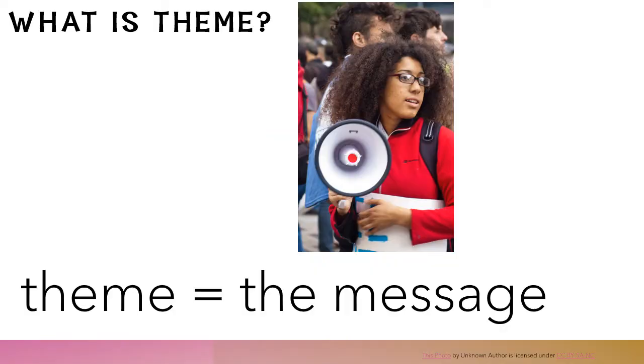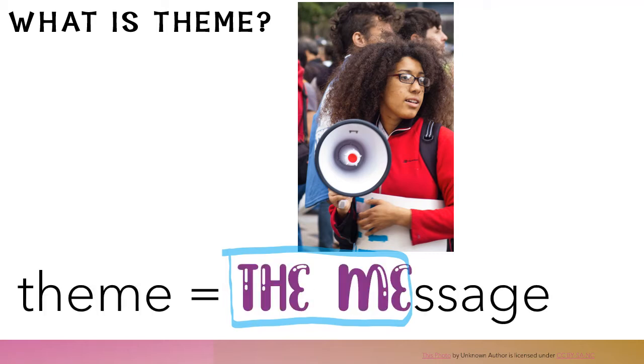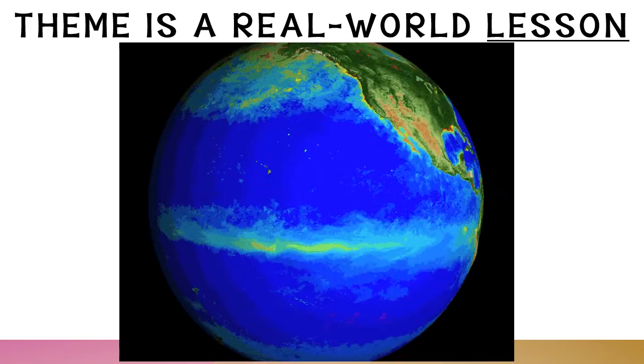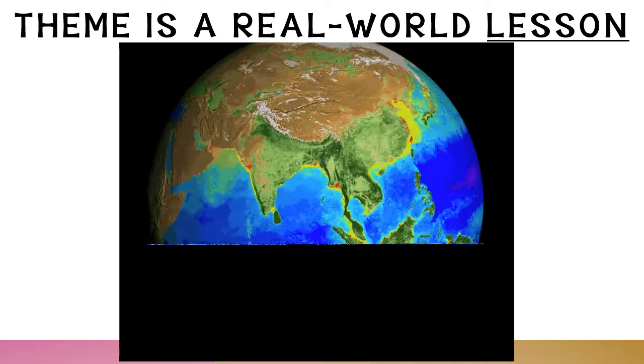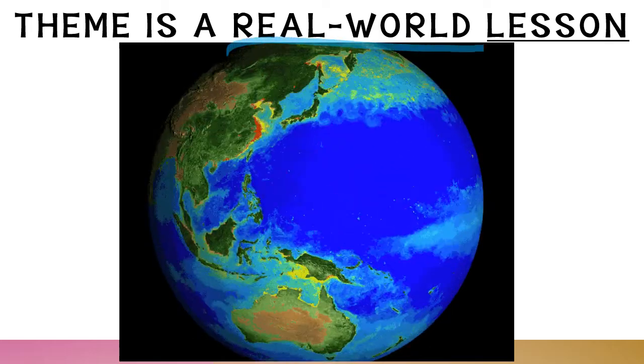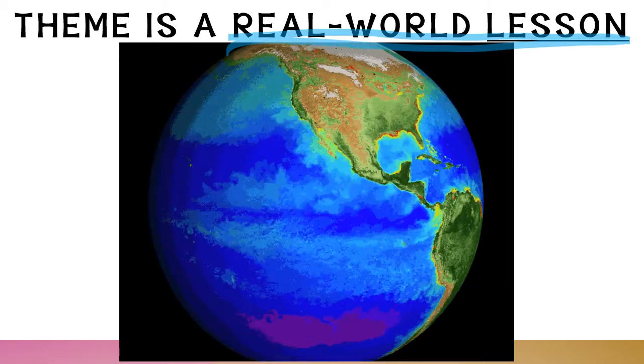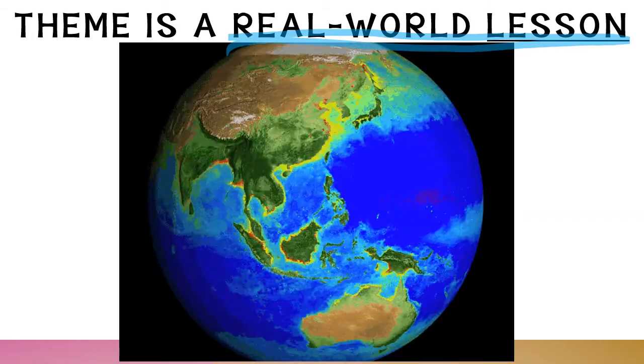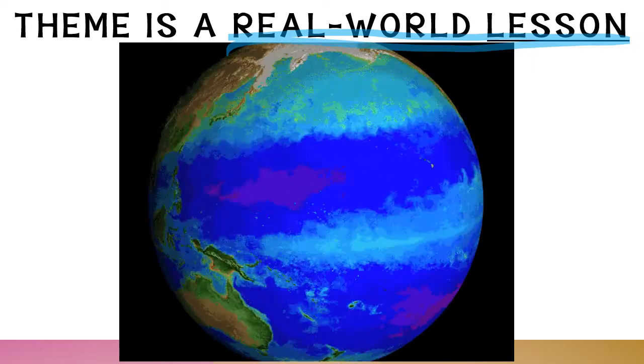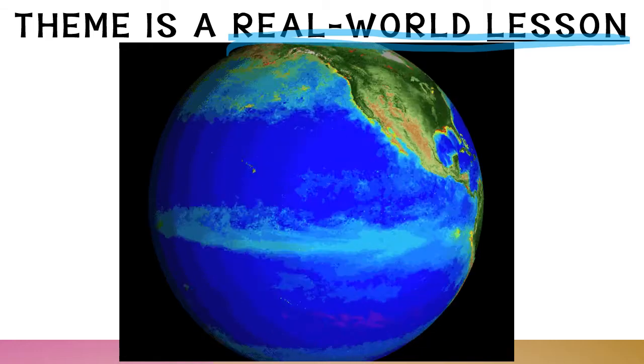One easy way to think about theme is to think that theme is the message, and it's the message from the author. I like to write it like this because if I break off the beginning of this word, the message, I get theme. Theme is just the message from the author. And the big idea that we want you to understand today is that theme is a real world lesson. Theme is something that I can apply to real world situations. Theme lives outside of just making sense in one story. Theme is something I can apply to my life, or to other situations in the world.